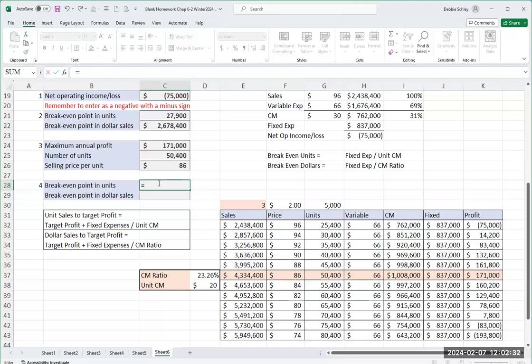So again, I take the fixed expense, which I can grab from anywhere because it's always fixed, and I'm getting it in units. So I take the fixed expense divided by my per unit contribution margin. And then break-even point in dollar sales. Again, I take my fixed expense divided by the contribution margin ratio that I just figured out. And that is how you do number 6.